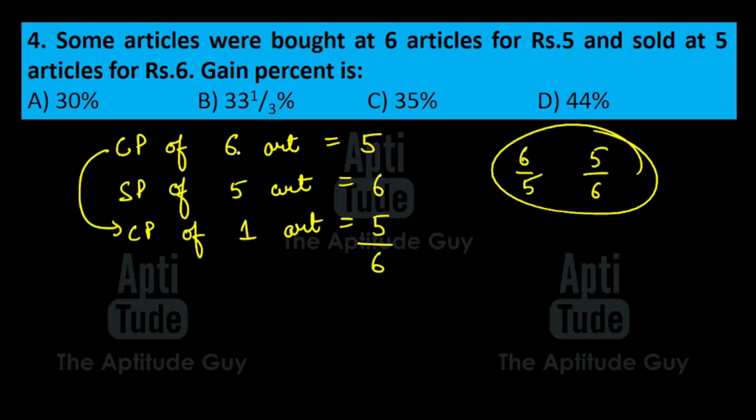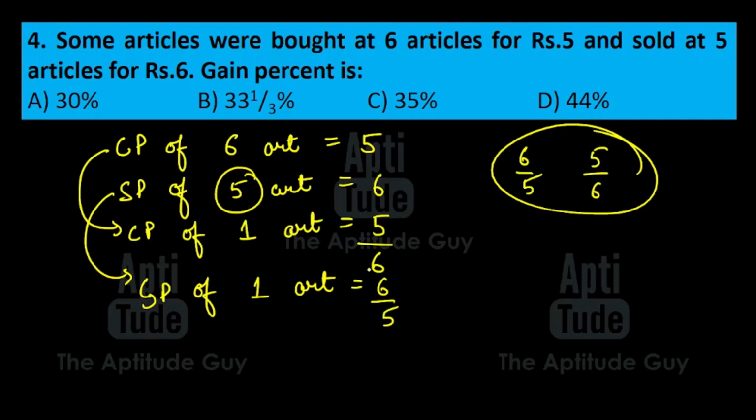See, similarly, it's like saying if cost price of 5 chocolates is equal to 10 rupees, then cost price of 1 chocolate will be how much? Obviously 10 by 5, that is 2 rupees, right? The same thing is happening over here. Similarly, tell me, what will be the selling price of 1 article? Now what becomes 1? 5 becomes 1. If 5 becomes 1, then 5 goes to the denominator, so we have 6 by 5. So cost price of 1 article and selling price of 1 article we have.